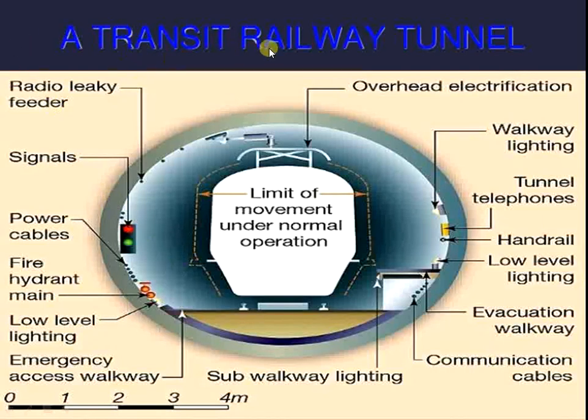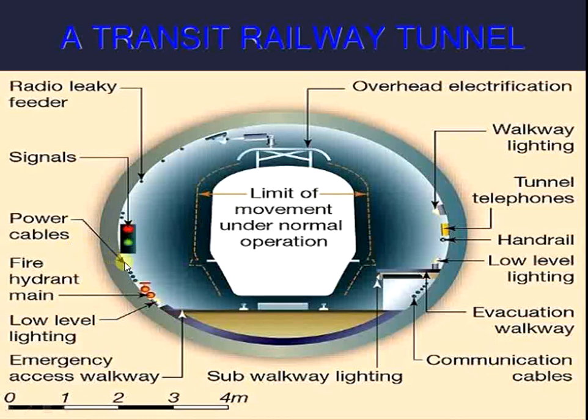Next is the transit railway tunnel. Here, in this image, at the time of railway tunneling we have to provide various points. The first is the limit of movement under normal operation, meaning we have to provide the minimum space for the train at the time of movement. Next are the signals, which play an important role in tunneling.